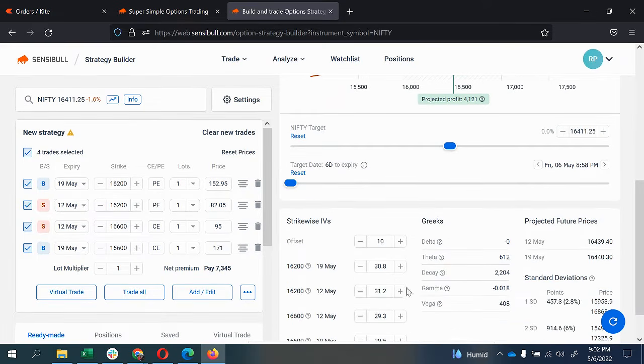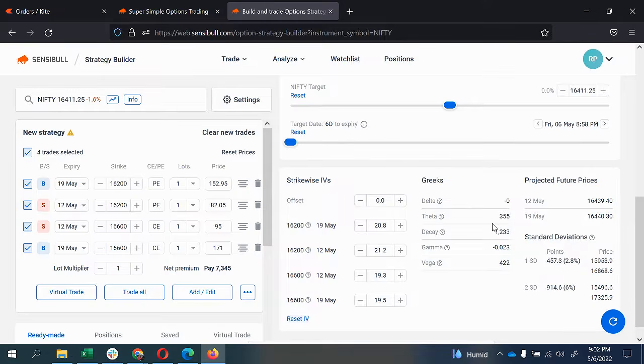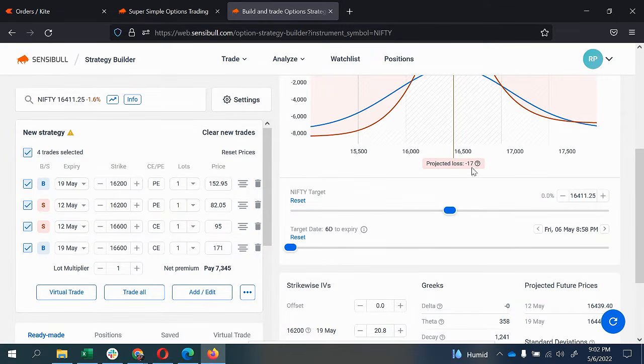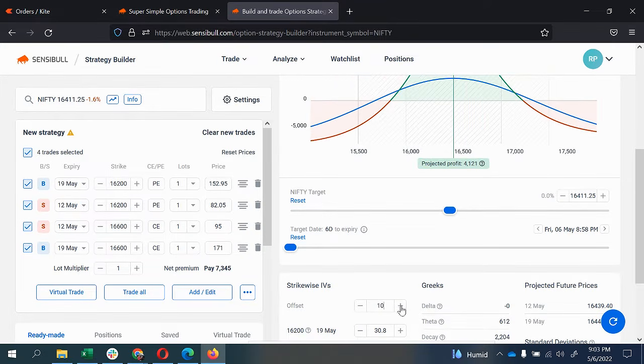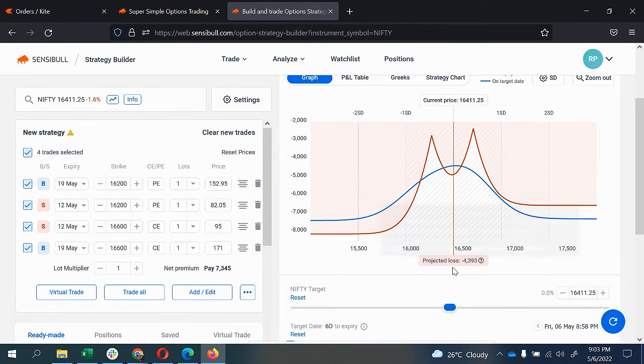But let's say the VIX keeps falling. I'll just add a minus in front of this 10 and see what happens. Or else I'll get it to default mode first. Your loss is 17 because you've deployed the trade. Now I'm just making it minus 10, reducing the VIX. See friends, see the loss, 4,393. What wrong have we done? Just because the VIX has fallen by minus 10%, your entire trade has gone into red.